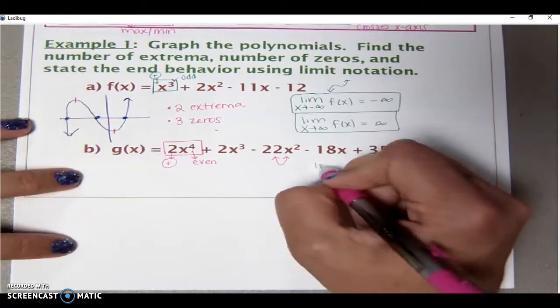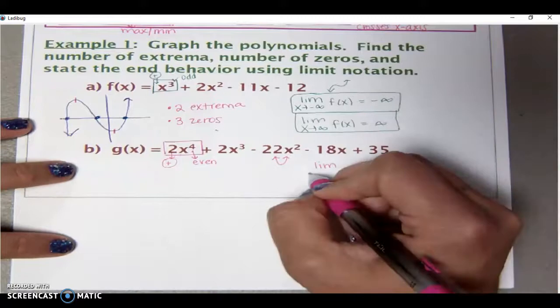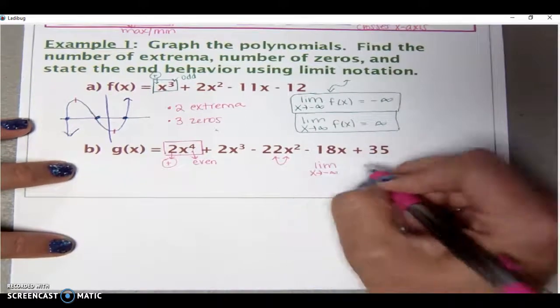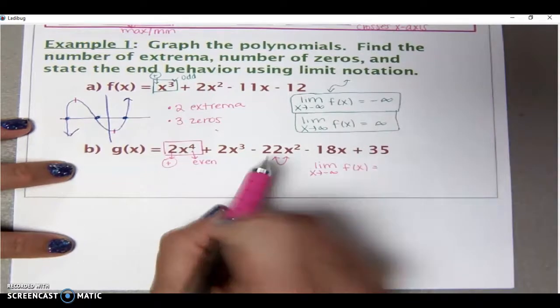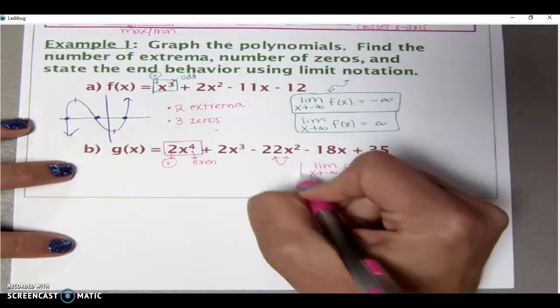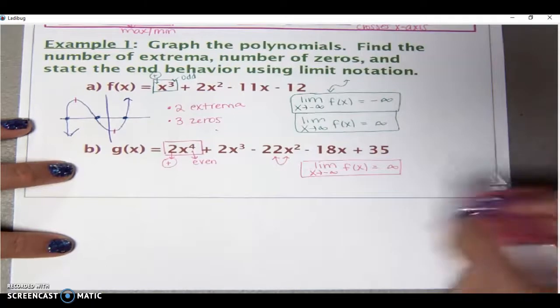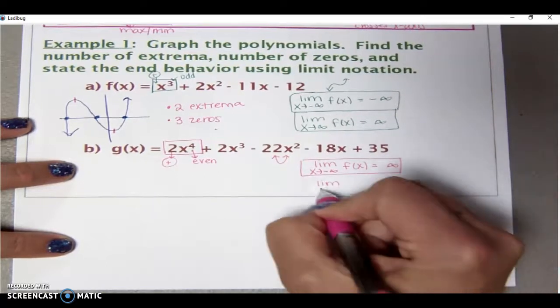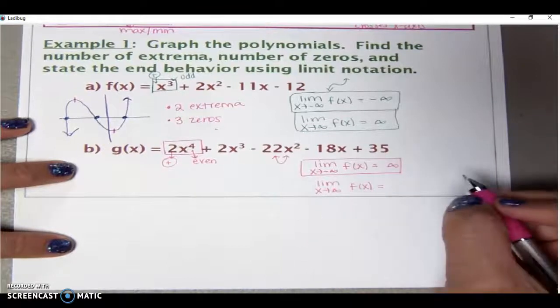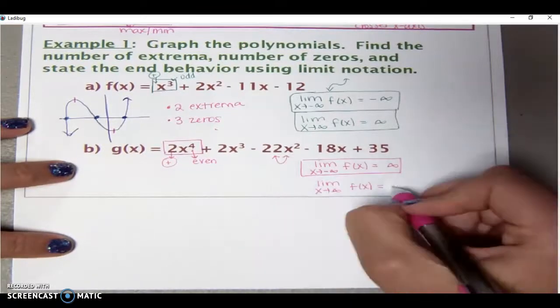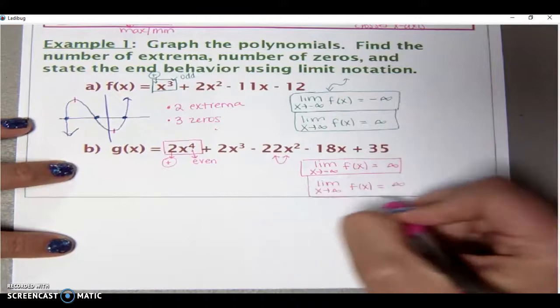When you're writing your limit end behaviors, we can do the limit as x approaches negative infinity of f of x. The left side of my graph is going up to infinity. And then for the right end behavior, the limit as x approaches infinity of f of x equals, well, the right side of my graph is also going up to infinity.